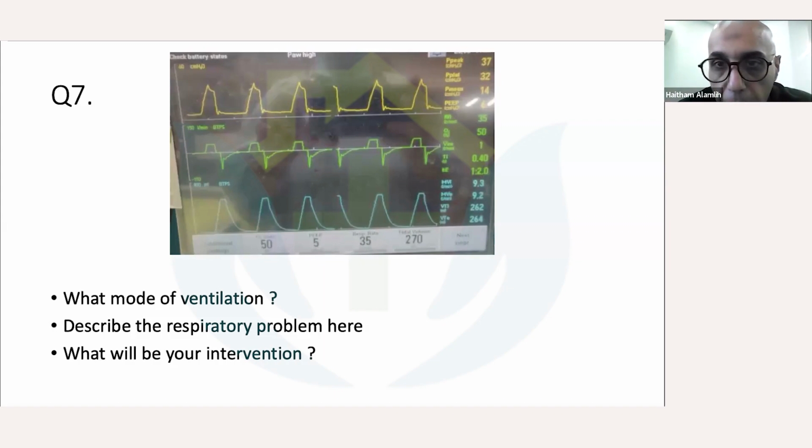Describe the respiratory problem. The peak pressure is high. Peak pressure is 37 and the plateau pressure is also high, 32. Here we can see the respiratory rate is high. The peak pressure is high because the inspiratory and expiratory times are both so low. I will decrease the respiratory rate. I think it will fix the problem.